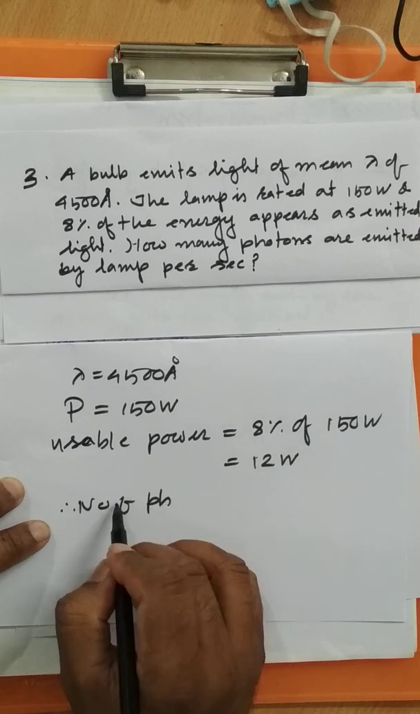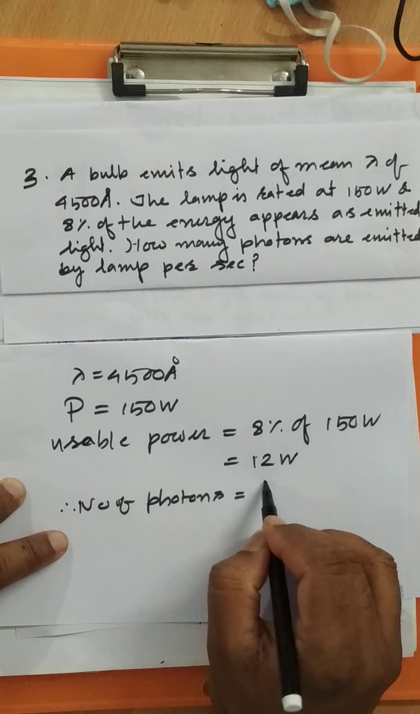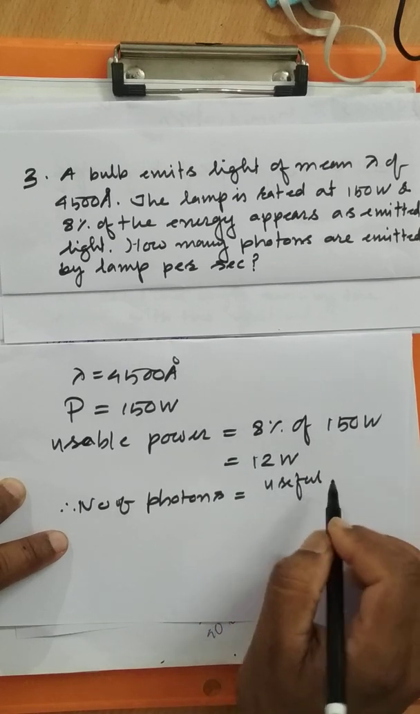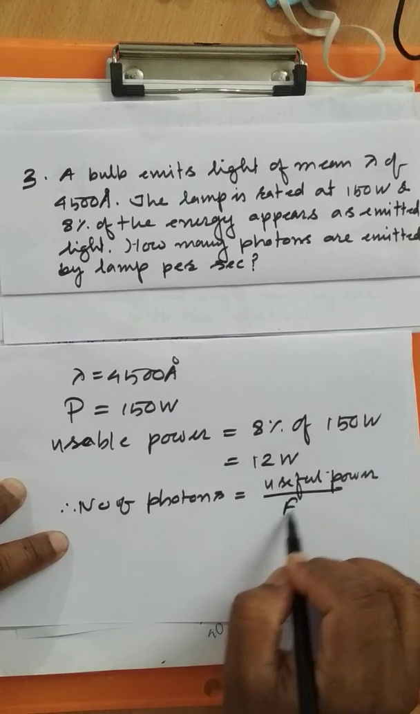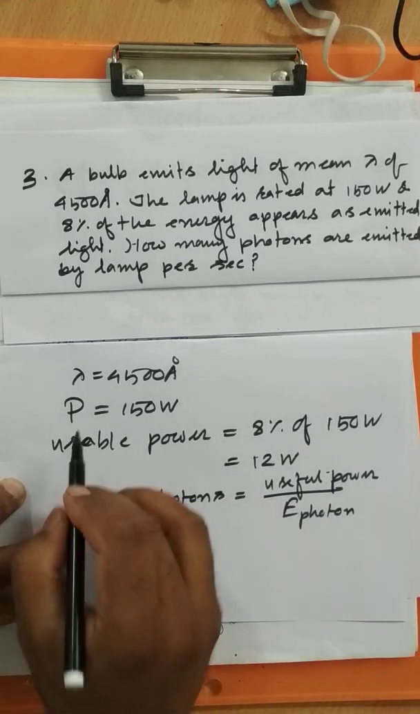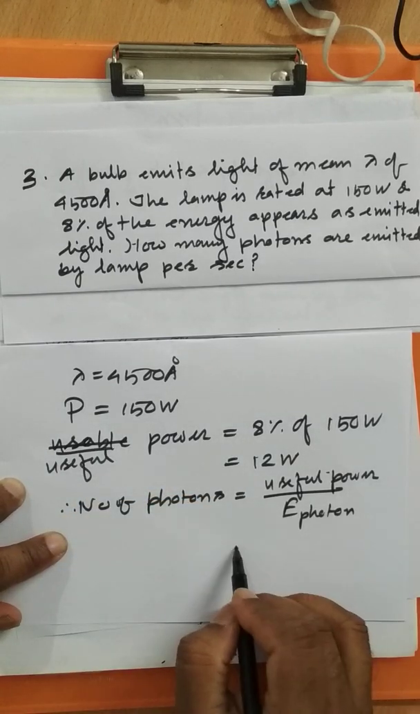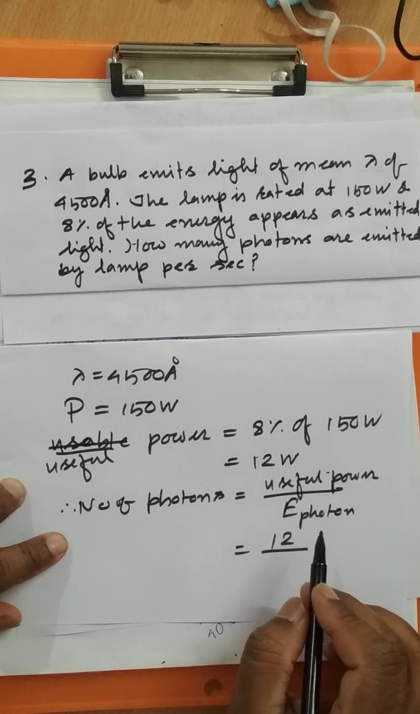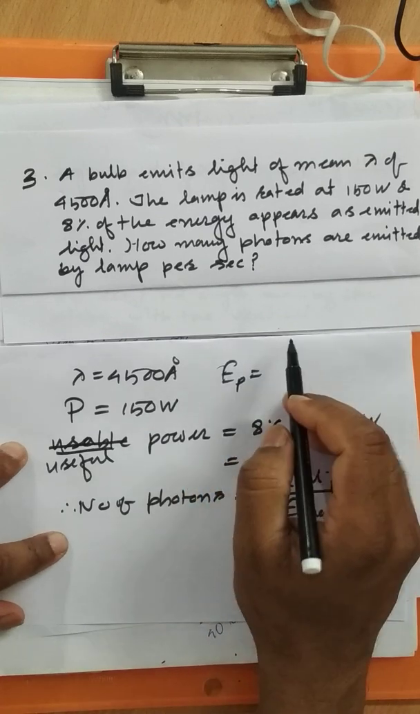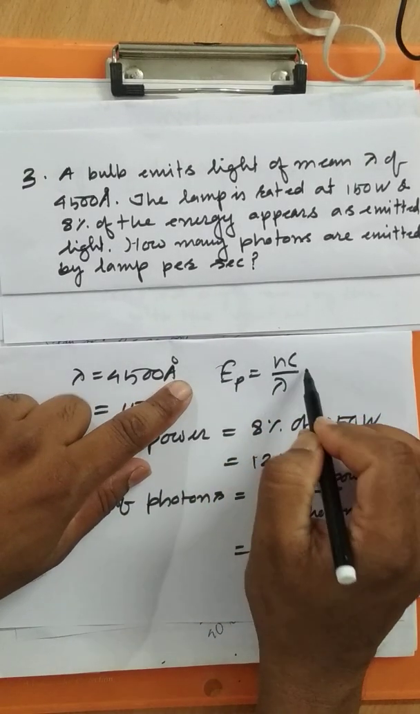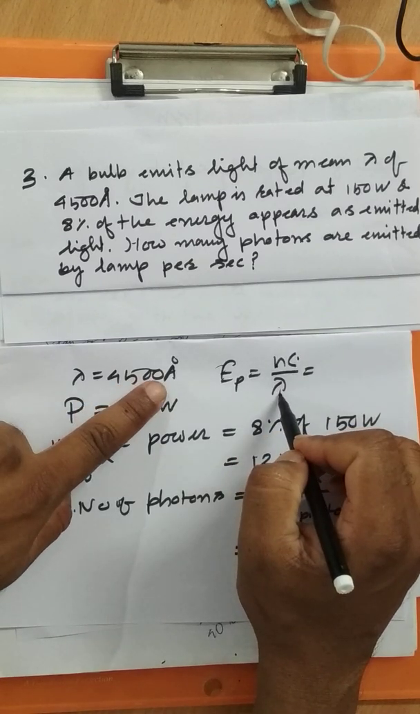number of photons, how much will become here? Number of photons will become useful power divided by energy of photon. So this is 12 watt divided by energy of one photon. We have to calculate what is the energy of one photon. Okay, hc by lambda. You have the value of h, you have the value of c. Lambda is 4500 into 10 to the minus 10.